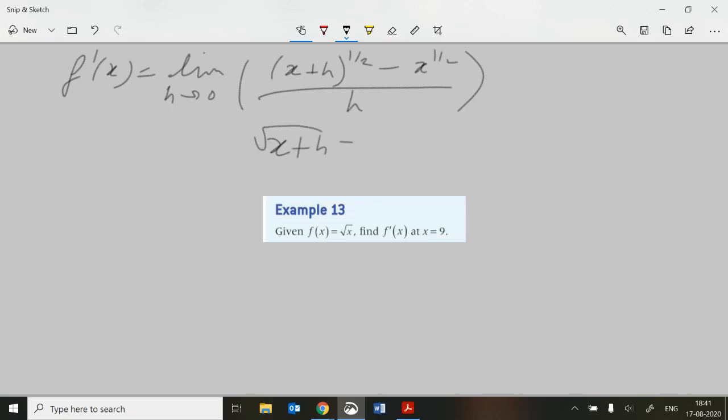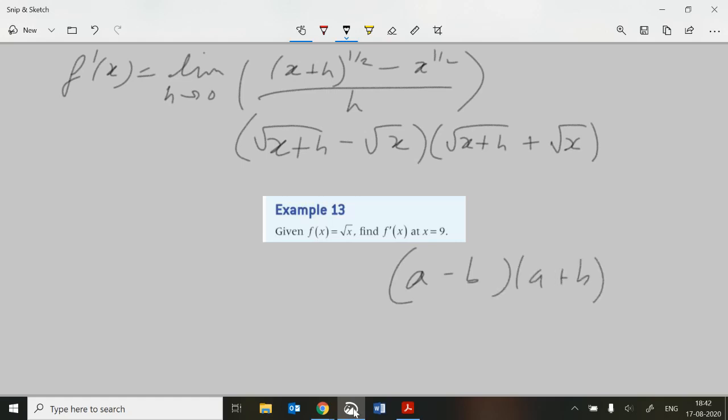Let's say this, take away square root of x, and if we times that by x plus h, minus the square root, sorry, plus the square root here, then your square root should disappear, because you've got a minus b, a plus b, which multiplies out to give you a squared, and then minus b squared. So we're going to need to use the surd conjugate in this case.